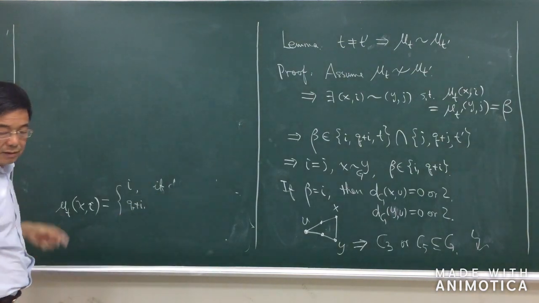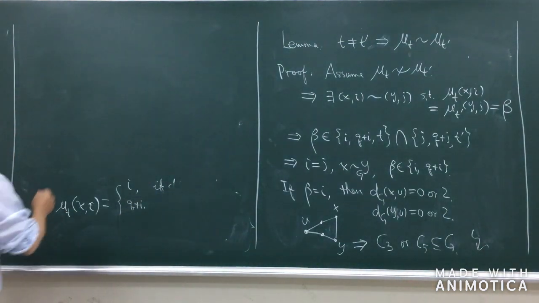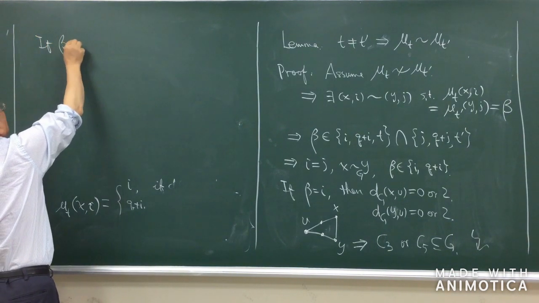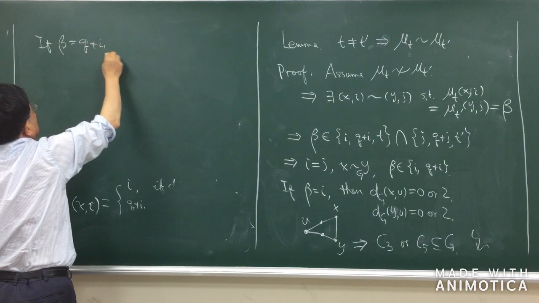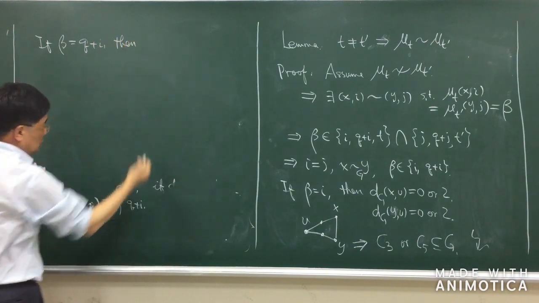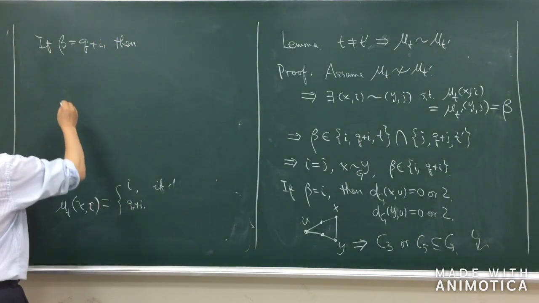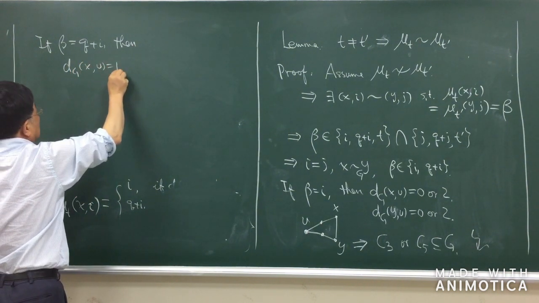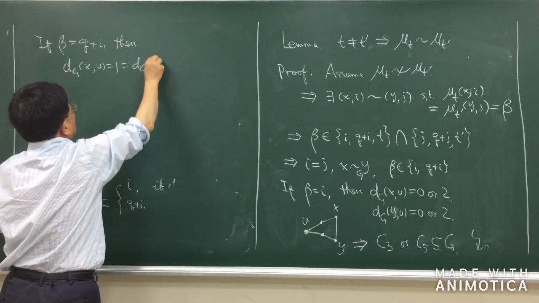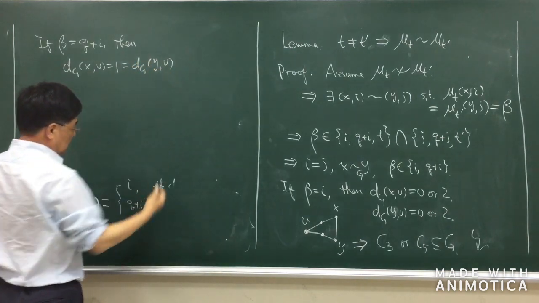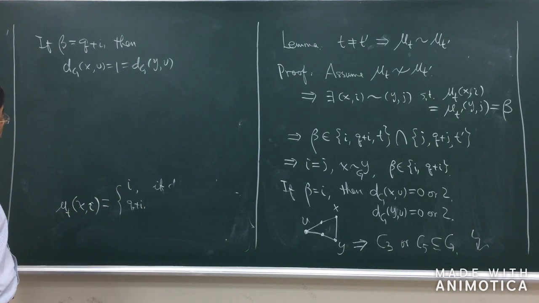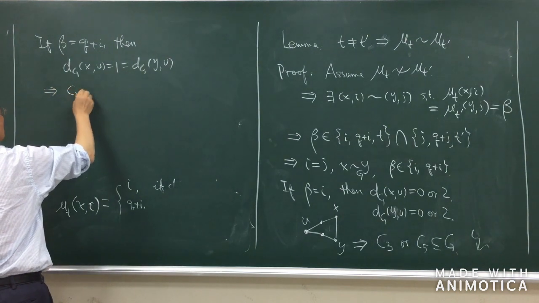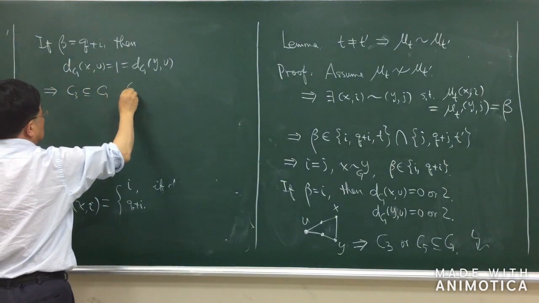Should have saved this, but saved a little bit. So if beta equals q plus I, then what happens? Then you look at the definition. The definition, I just erased it. Then that means dgxv equals 1, and this is also dgyv equals 1. That's why they can send it to q plus I. This is again a contradiction. This implies that there is a triangle contained in G. This is not true. It's a contradiction.